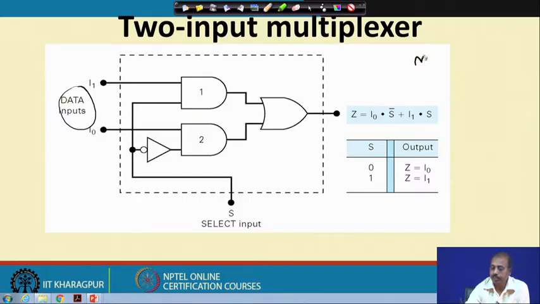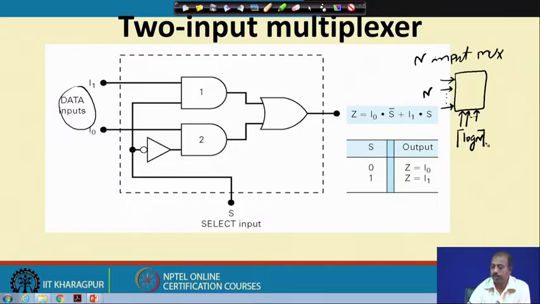So, if it is an n input multiplexer, then it has n input lines, and the number of select lines that I should have is log of n. At the output there will be one output. Otherwise I cannot select all the n inputs by applying the input to the select lines.